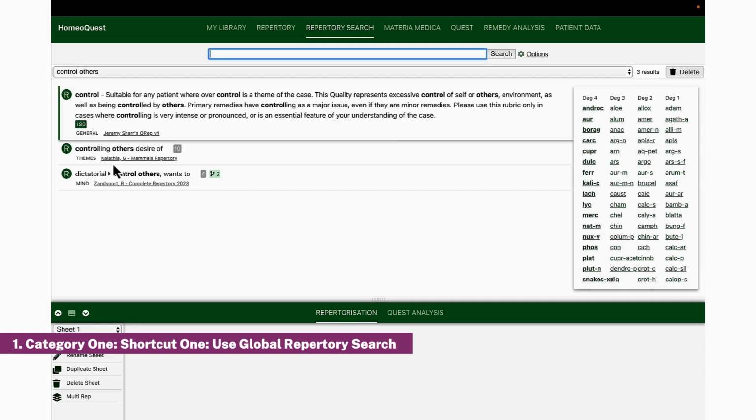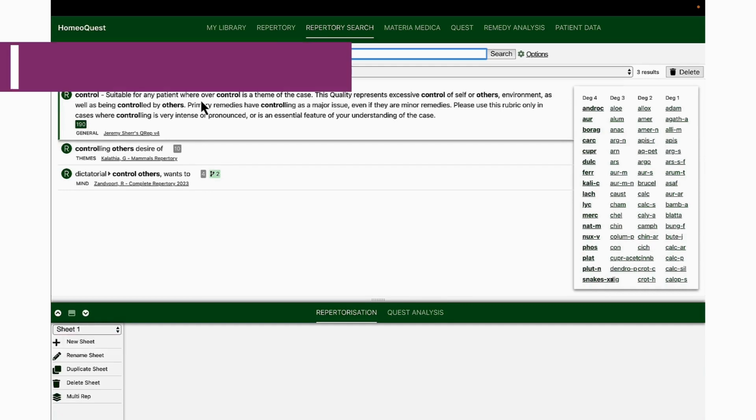There is another rubric from Dr. Ghanshyam Kalatia's mammals repertory, controlling others' desire for, which has 10 remedies. And then obviously we have the complete rubric, which has 4. So together you can use this as a broad spectrum rubric. You either use one or you can use the others depending on what you need. So that is what we are looking for here.